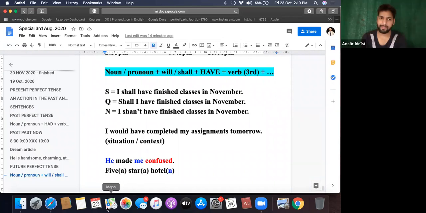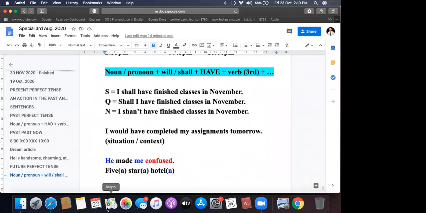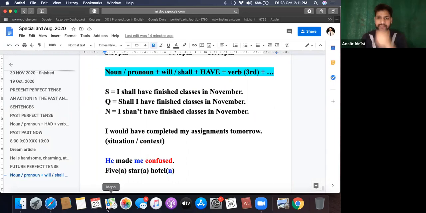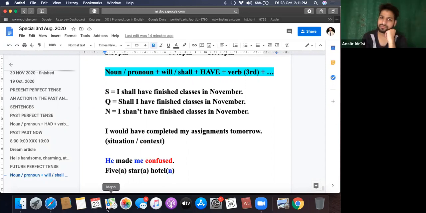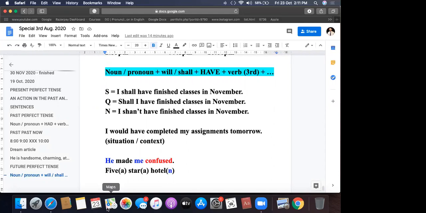Next. She will have completed the assignment. Will she have completed the assignment? She won't have completed the assignment. Next. He will have sat on the table. Will he have sat on the table? He won't have sat on the table.